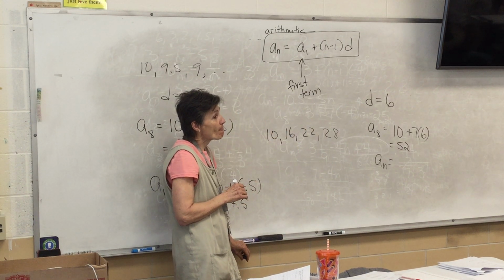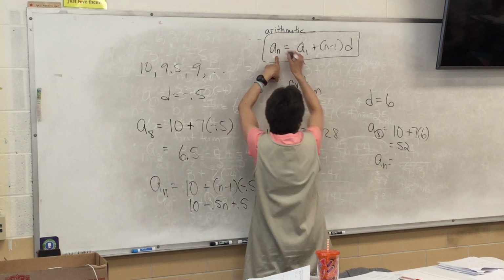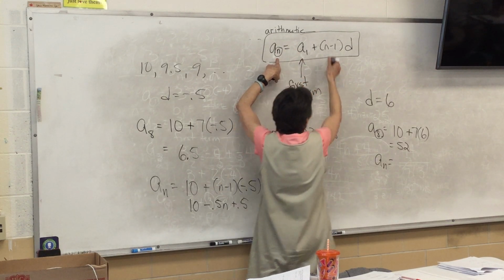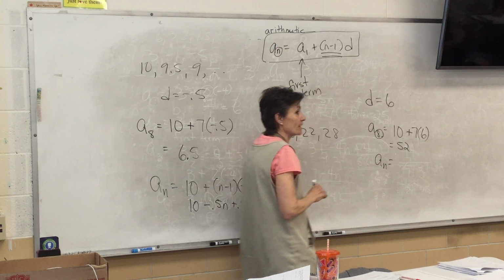Olivia? I just want to know, how do you get the 7? n is 8. So what's 8 minus 1? That's how you get it.